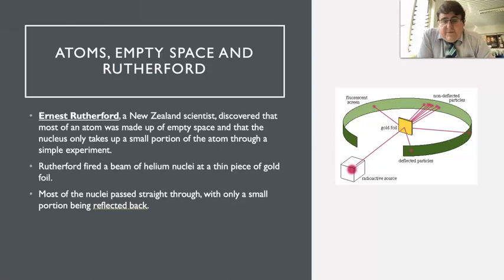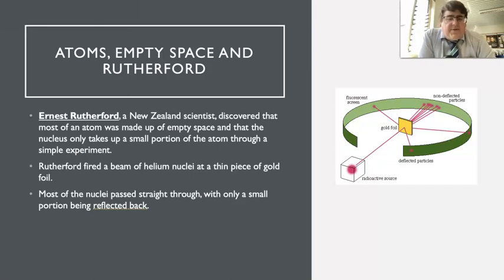Talking about how we discovered atoms and how we found out that there was so much empty space in them, that goes down to Ernest Rutherford. Ernest Rutherford was a New Zealand scientist. He discovered that most of the atom was made up of empty space, and the nucleus only is a small portion of that atom through a very simple experiment.